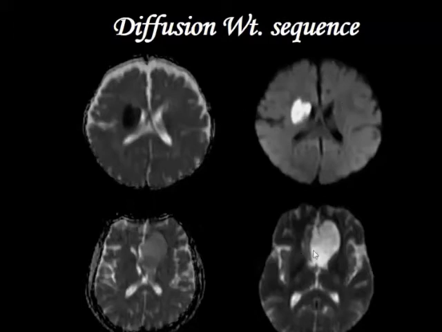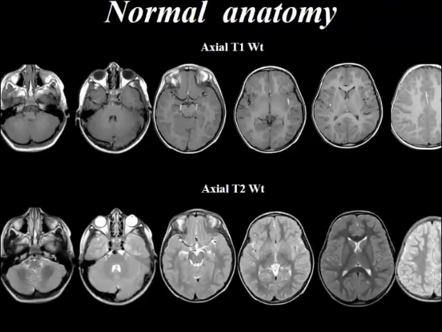Now let's look at one more case. This is a diffusion weighted sequence where there is no restricted diffusion. So this is not an infarct or an epidermoid. We know that this is an arachnoid cyst. So you can characterize the lesion when you do a diffusion weighted sequence and differentiate epidermoids from arachnoid cysts. Now, this is regarding the physics part of it.